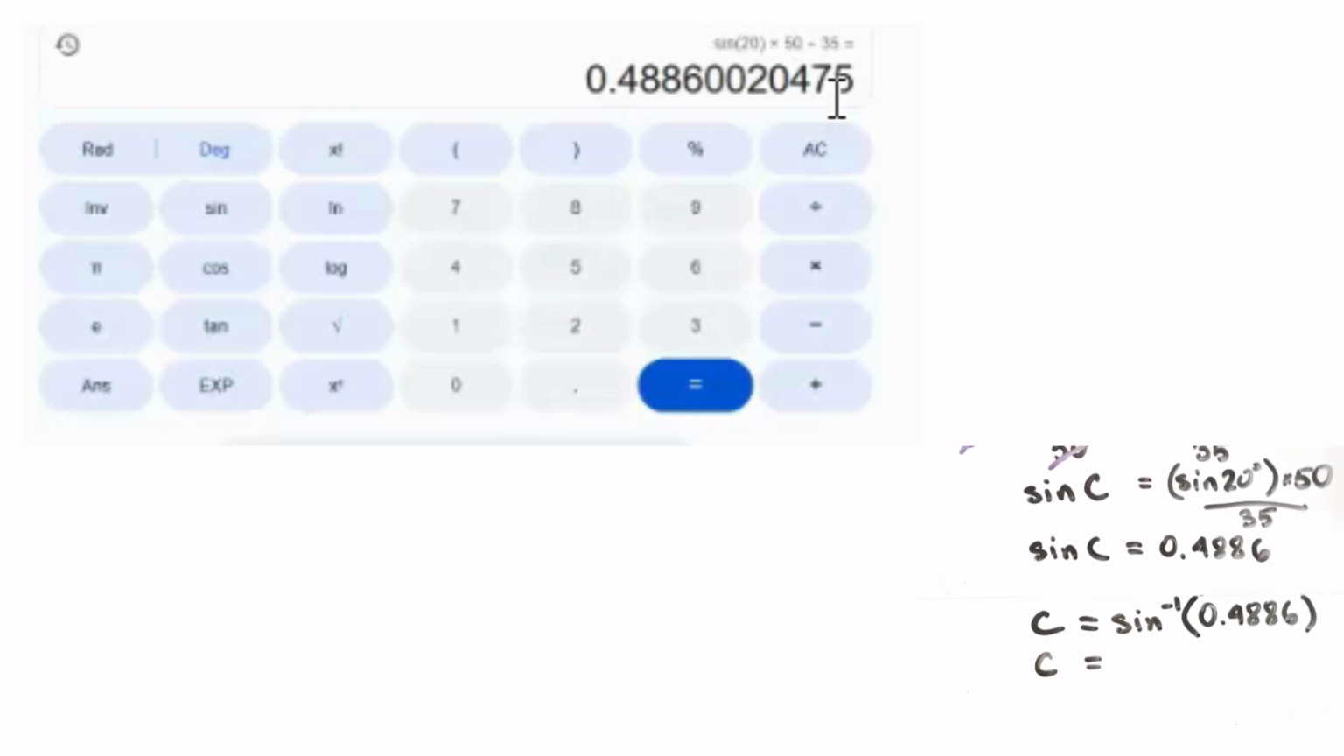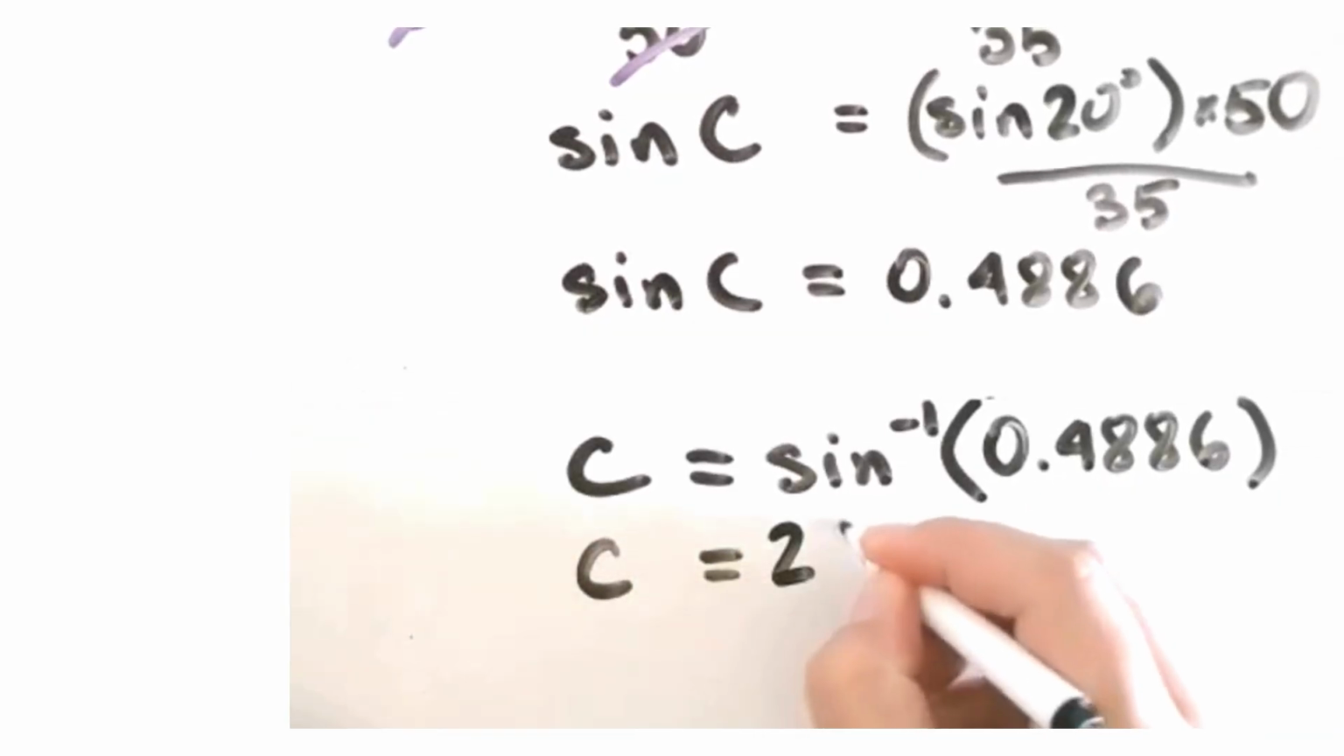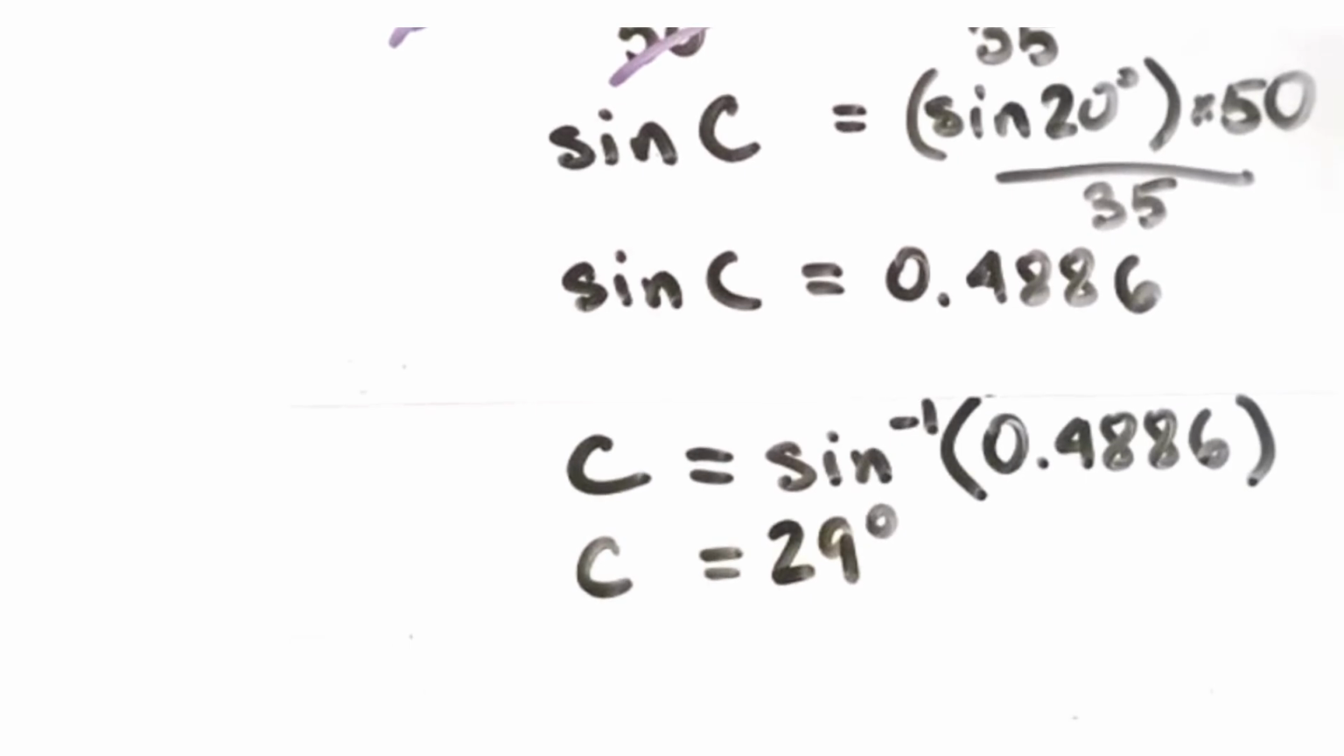I hit my sine inverse. In some calculators, it's going to say arc sine, and that's perfectly normal. Sine inverse of 0.4886. Close the bracket, and you get your value: C equals 29 degrees. And that's how it's done.